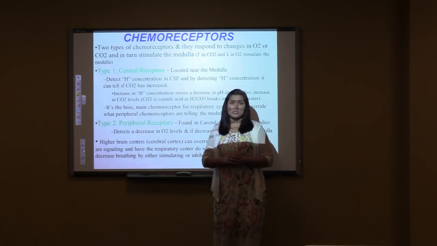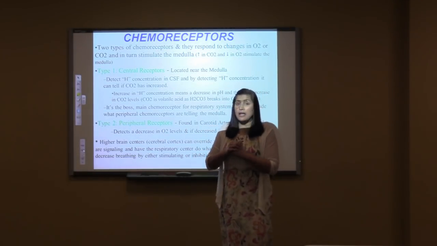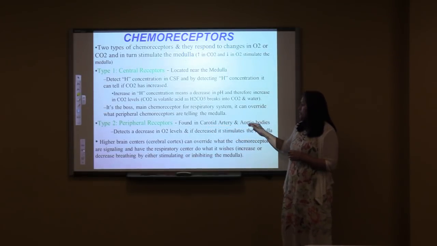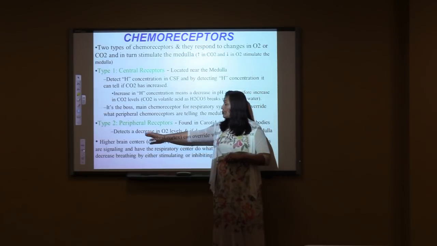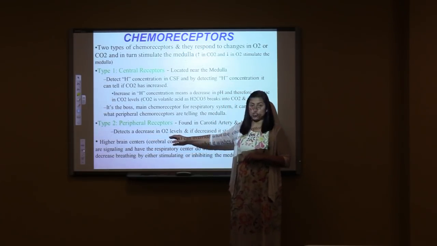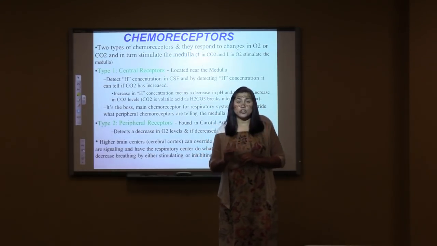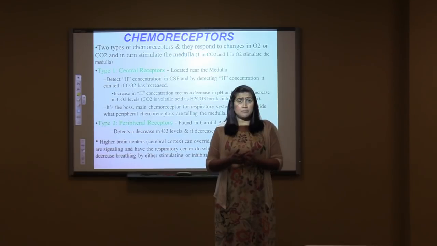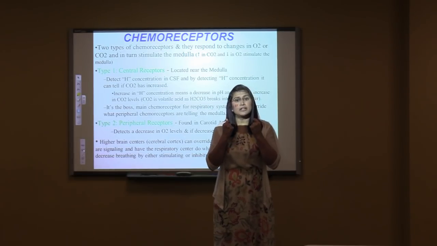Peripheral chemoreceptors detect the levels of oxygen. And where are they located? They're found in the carotid artery and the aortic bodies. They respond to decreased levels of oxygen. So any time that oxygen levels are decreased in our bloodstream, the peripheral chemoreceptors located in the carotid artery and aortic bodies will get stimulated. Okay?